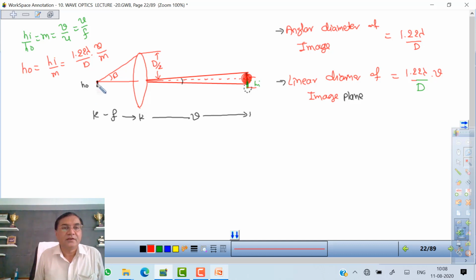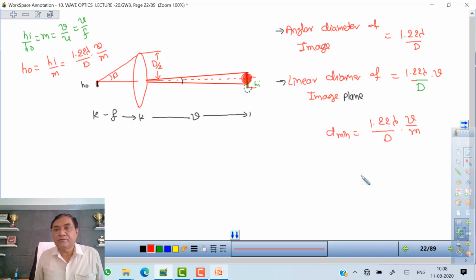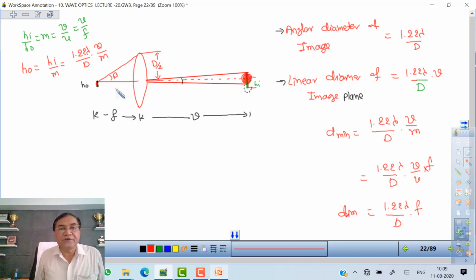So this much is my image height. Then what should be the height of my object? Using this formula we can show that D minimum is equal to 1.22 lambda upon D, V upon M. But what is your M? Your M is equal to V upon F. So 1.22 lambda upon D, V upon F. So finally you will get 1.22 lambda upon D into F. So this is the minimum distance between the two objects so that we can see two separate images.